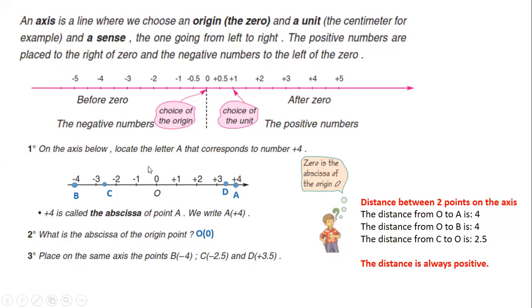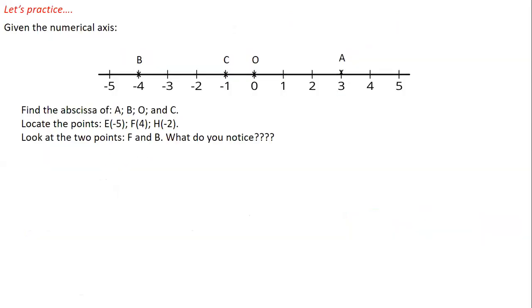The distance from O to C is 2.5. The distance from O to B is 4. Why? Because the distance is always positive. We do not have a negative distance. Why? Because distance means we are measuring something. And when we measure, we always measure using positive. We never measure something in the negative because negative does not exist.